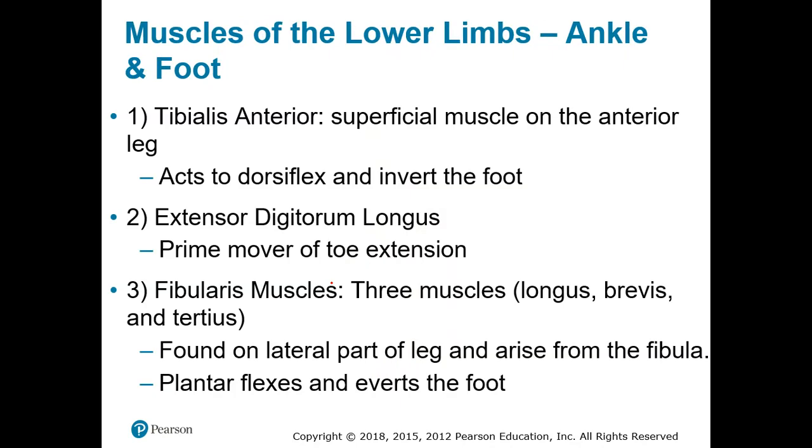Now we're going to focus on muscles of the lower limbs near our ankle or foot region, so we're going to find them in our tibia fibula region. The first one is your tibialis anterior. So again, tibia is going to be near your tibia bone, anterior on the front side. This is our superficial muscle on the front side of our lower leg, and it acts to dorsiflex. And remember, dorsiflex means point your toe upwards and invert your foot.